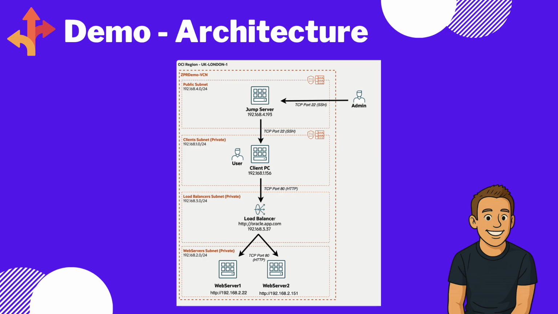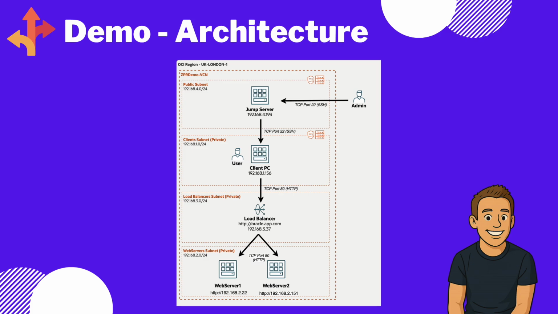In this demonstration, we will configure ZPR to protect the following architecture. Within this, we have a single virtual cloud network, or VCN, as it's more commonly known. Within this, there are 4 subnets. There is a single public subnet, which means it's accessible directly across the internet. This contains a jump server that we'll be using to perform administration activities. We then have a client subnet, a load balancer subnet, and a web server subnet that are all private subnets.